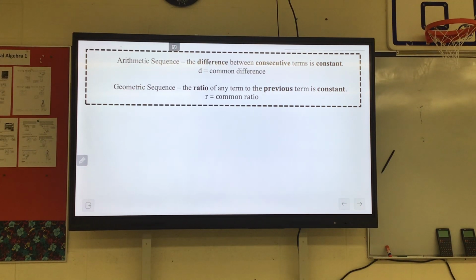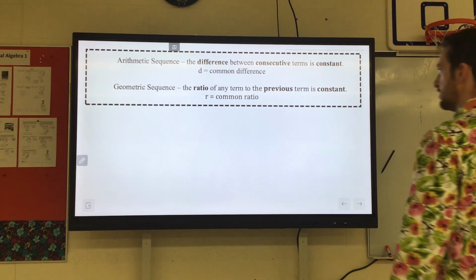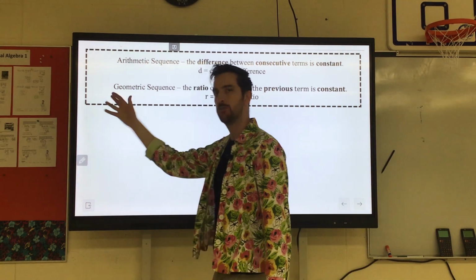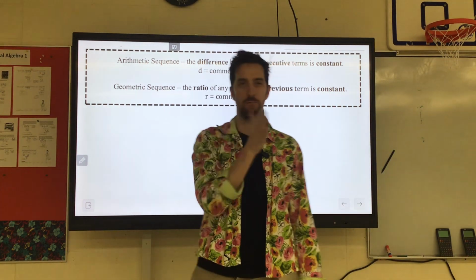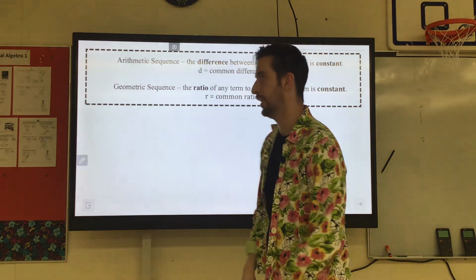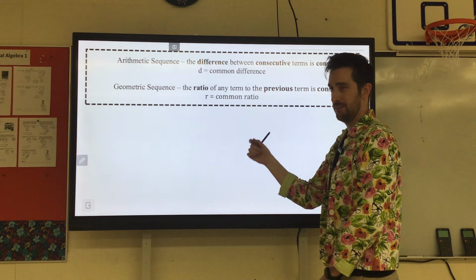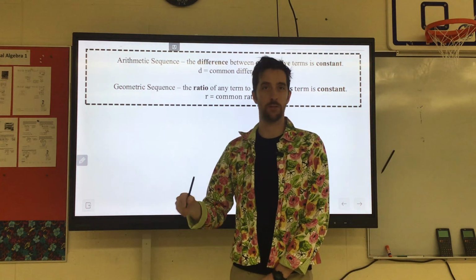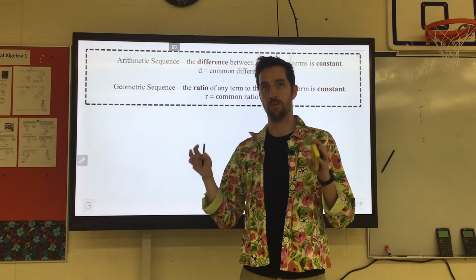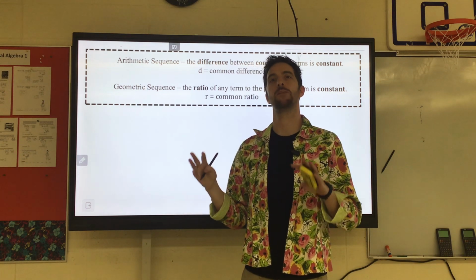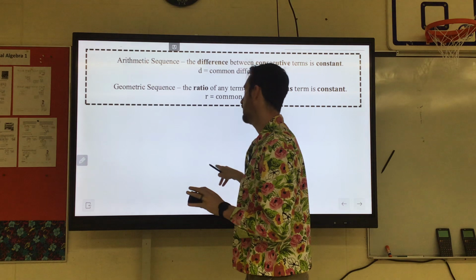So yesterday we talked about arithmetic sequences. Today we're talking geometric sequences. It's when you are multiplying the same number as you go down the line. So yesterday it was called the common difference, the number you were adding each time. Today the number you're multiplying each time is called the common ratio.